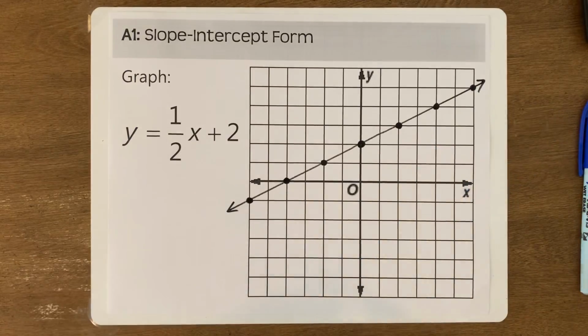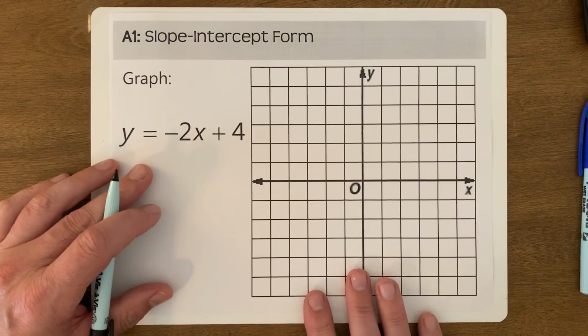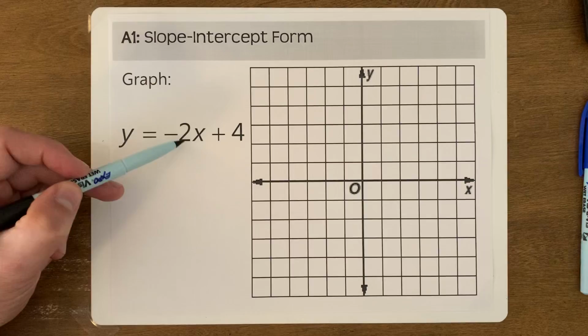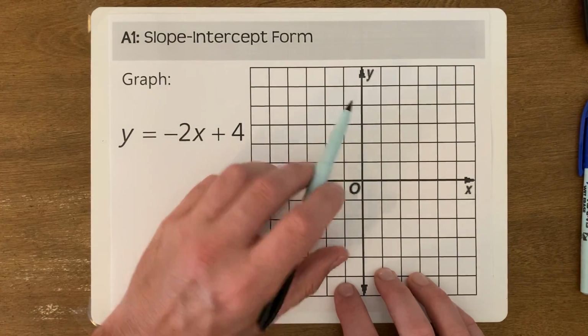And then there's my line. All right, next one. Okay, this one, we've got a slope of -2. We have a y-intercept of 4. So we'll go up 4, 1, 2, 3, 4, put a dot.